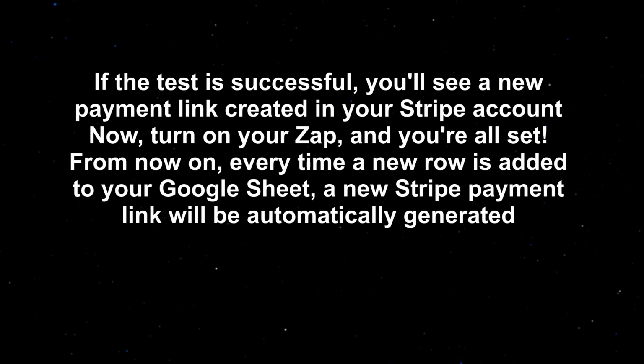If the test is successful, you'll see a new payment link created in your Stripe account. Now, turn on your Zap, and you're all set. From now on, every time a new row is added to your Google Sheet, a new Stripe payment link will be automatically generated.